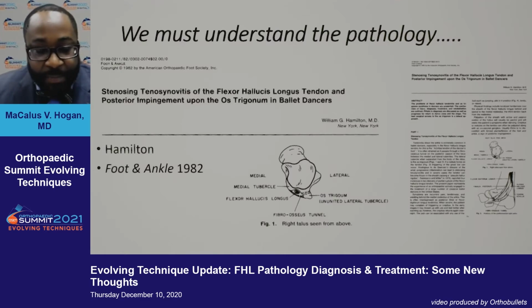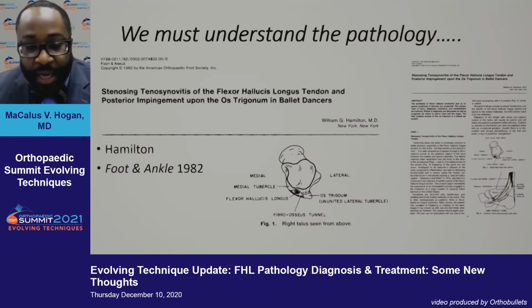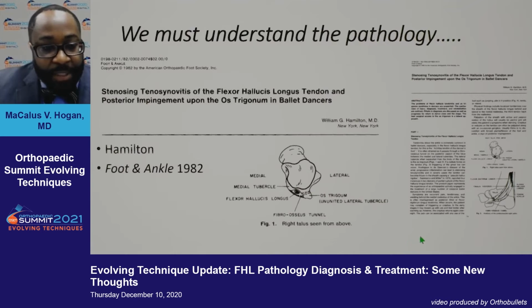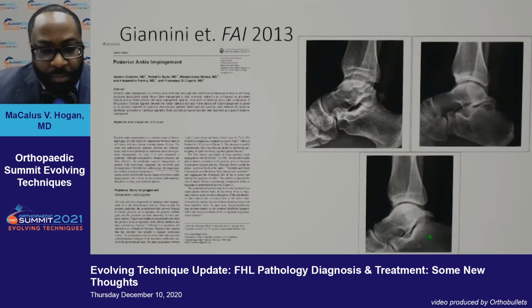And just understanding the pathology, a number of the great talks have already alluded to this, of understanding the pathology of the FHL. In my practice, the only aberrant pathology that I have occasionally seen in recent is this aberrant FDL that can sometimes cause congestion and symptomology there. But this is really the pathology we must understand and the impact it has on stenosing the FHL longus tendon and driving posterior impingement, particularly in dancers.